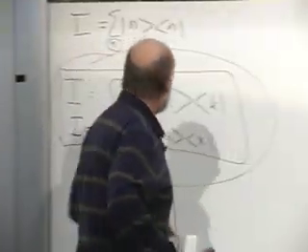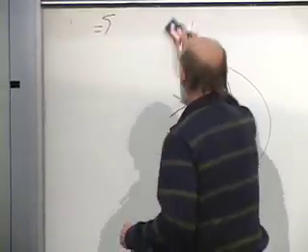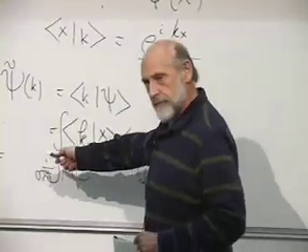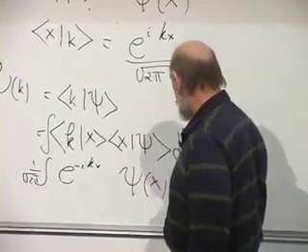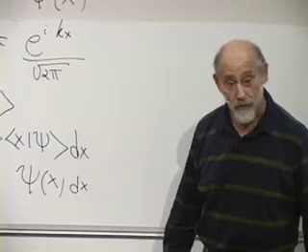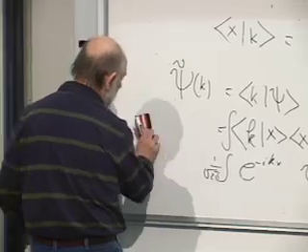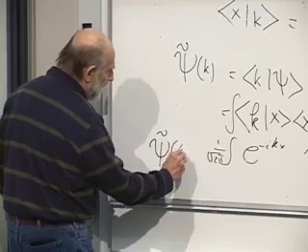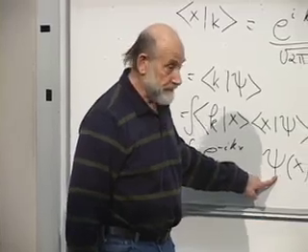Okay? So that's the mathematical logic connecting position and momenta. This operation has a name. Taking psi of x and multiplying it by e to the minus i kx and integrating dx is called the Fourier transform. So the momentum space wave function, psi twiddle of k, is the Fourier transform of the position space wave function. Okay.